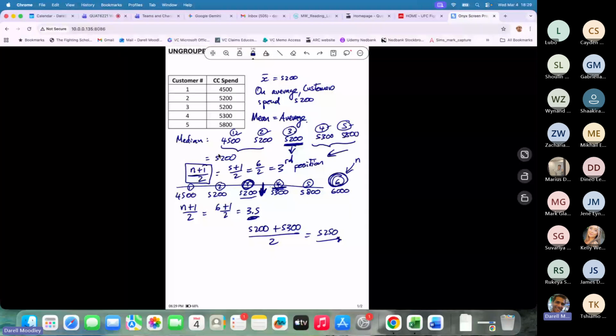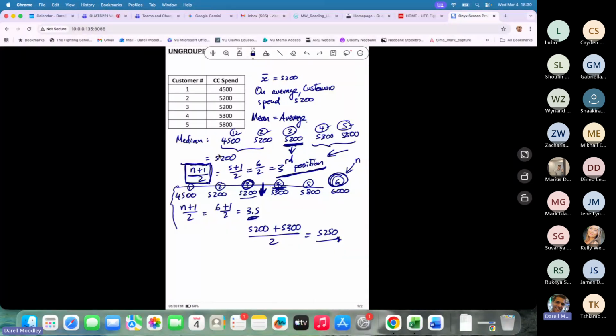That means you must order it lowest to highest. If it's an odd number, it's going to be very easy. You're still going to use this formula to find the position, n plus 1 over 2. Whatever the position is, if it's a perfect whole number like here, it's 3, you just take the third number, which is 5,200.